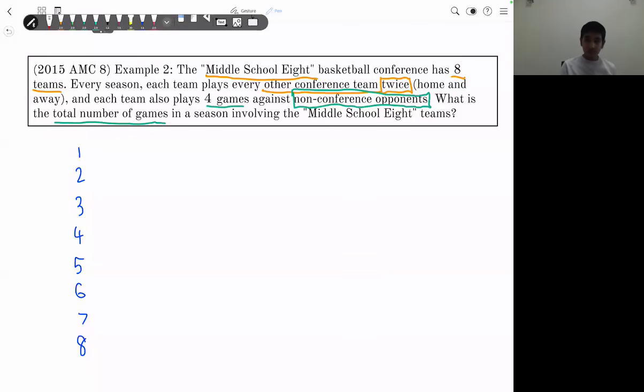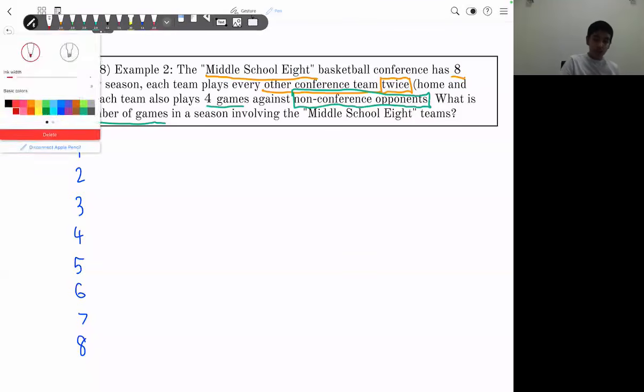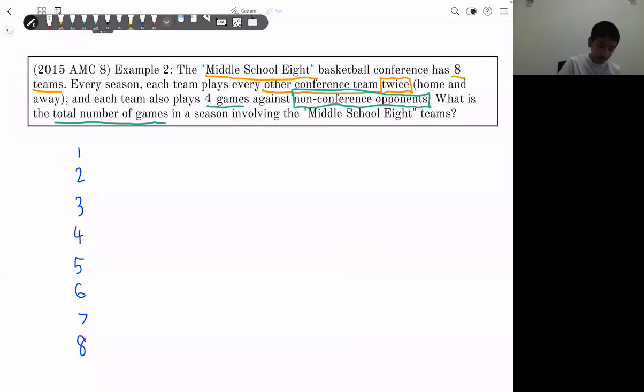So let's look at the number of ways to choose 2 teams from all these 8 teams. Well, we can choose 2 teams to play each other. We have 8 teams. We choose 2 teams out of 8. So just 8 choose 2. Make sure you understand why this is true.